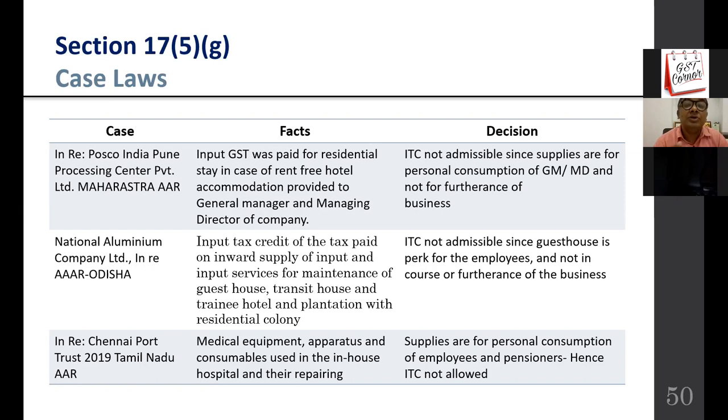But the company argued that if I don't do this in the residential colony, then they cannot live. If I don't handle the water treatment plant, the sewerage plant and all, then they cannot live, so they cannot work for the company. So in that way, it is actually in the furtherance of business. But the Appellate Authority for Advance Ruling did not take this view. They said that no, it's purely for personal consumption of the employees that you are providing the service, and so the ITC is not available.